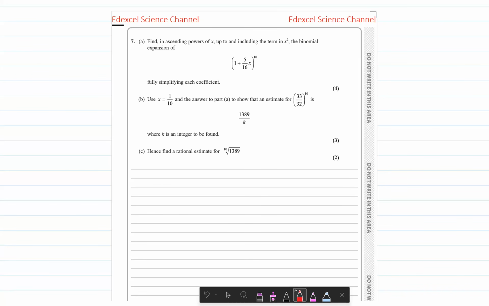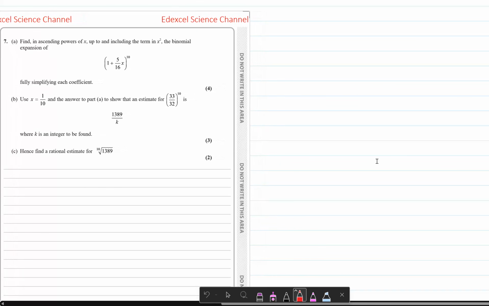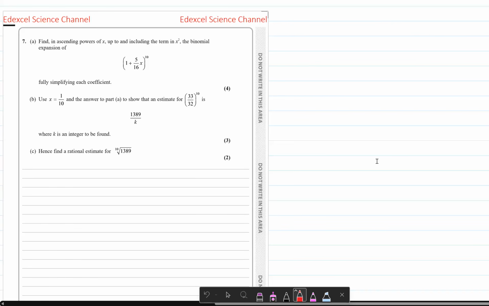Mathematics 2 paper from Edexcel. So question number 7 is a binomial expansion question, and this question is actually no different than the traditional questions that we have, where you just have to use the binomial expansion formula. So let's try it out.